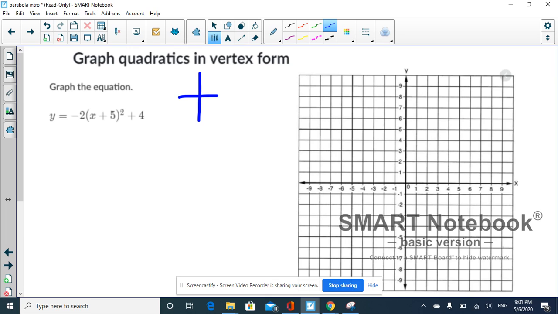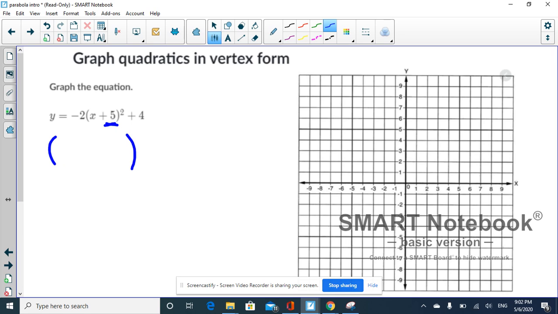Yes, it will open down because this is the coefficient of x squared, and it is negative. That means it will be something open down like this. Okay, so let's start by writing the coordinates of the vertex, the x coordinate and the y coordinate.